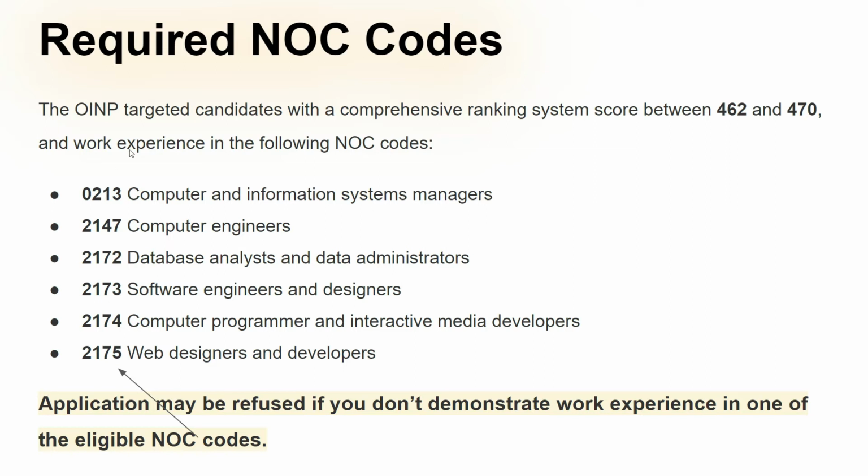The OINP targeted candidates with a Comprehensive Ranking System score between 462 and 470. It means that if you scored between 462 and 470 in the Express Entry pool, then you got an invitation from OINP to apply for this stream, which leads to your permanent residence.